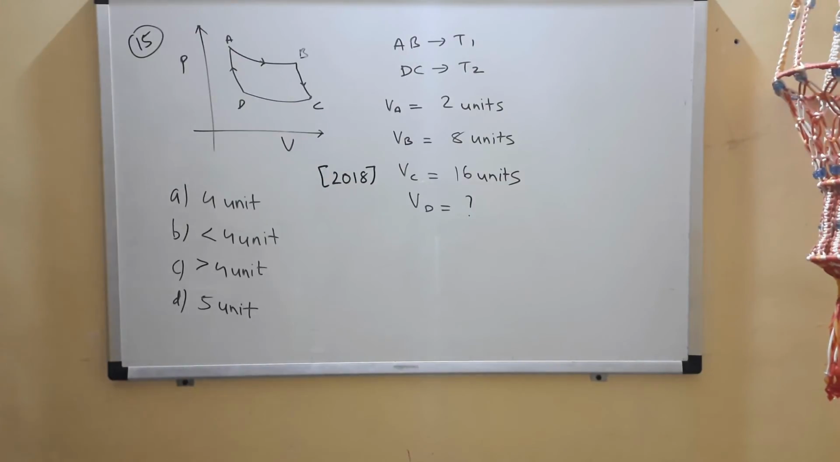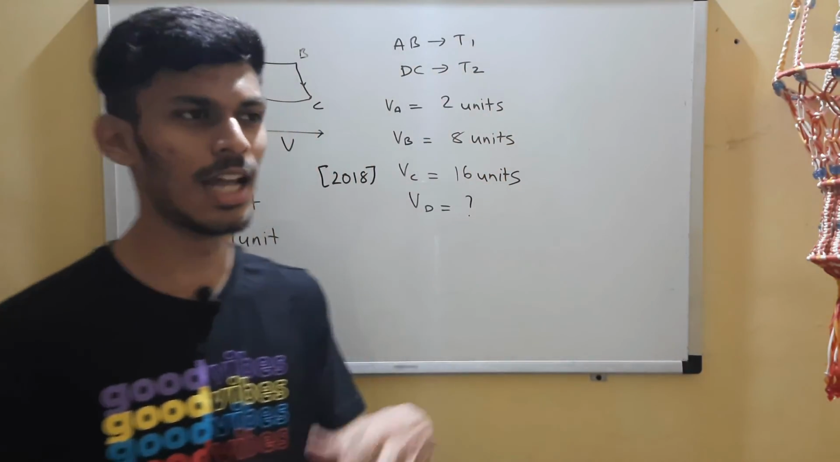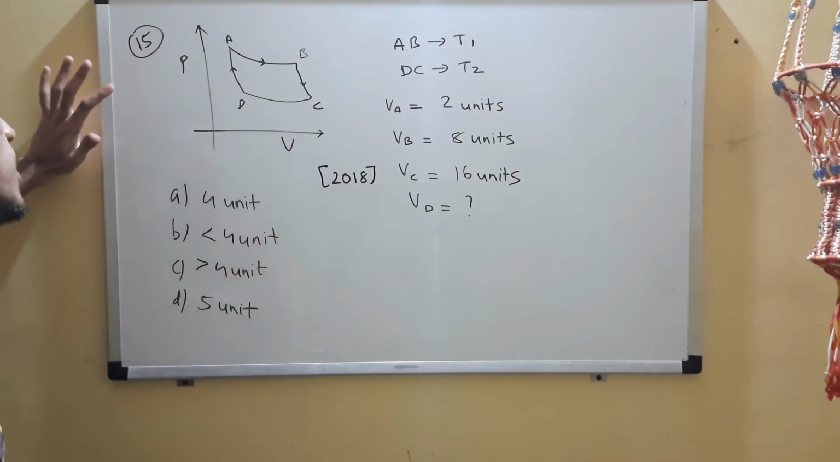Question 15 over here from 2018. This is your last question. Then I'll give you your homework question and then I'll take a leave. Okay, so in this question, you can see a nice Carnot cycle over here.